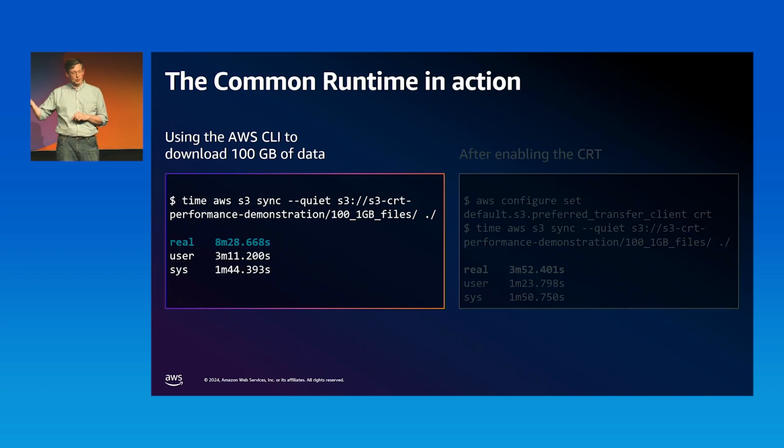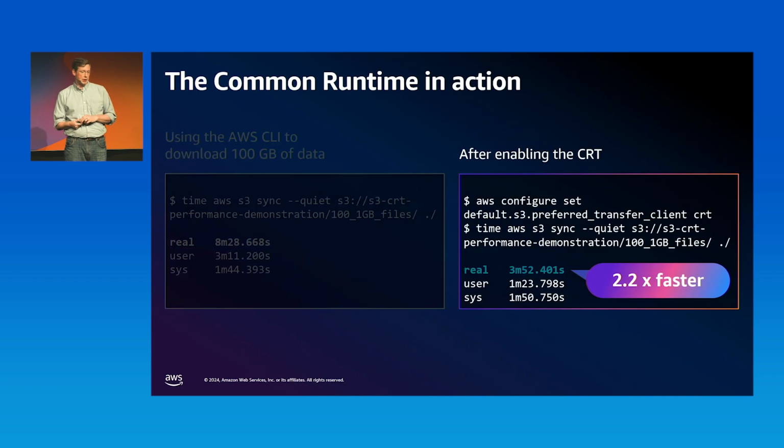But we're going to now tell the CLI to use a CRT as the preferred transfer client. And we run that same command a second time. This time, we see that it takes just under 4 minutes to download that 100 gigabytes of data. And that's more than a 2x performance improvement for what amounts to 1 line of configuration change.